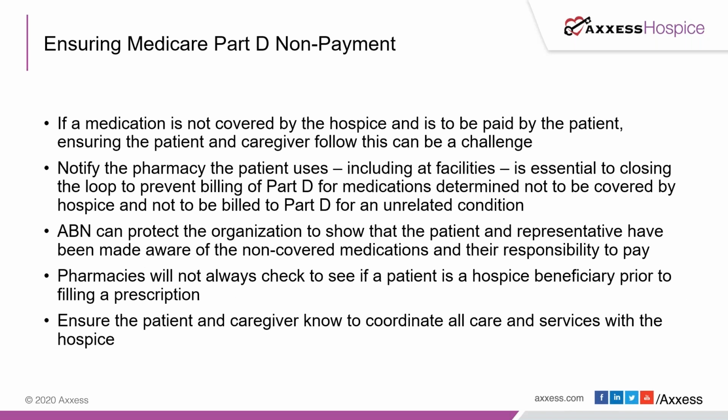So another challenge, like I had mentioned, is ensuring that Medicare Part D is not going to be paying for these medications that are determined to not be covered under the hospice Medicare benefit. Notifying the pharmacy that the patient uses, including the facility pharmacies, is essential to closing that loop. Often, what I've seen is that we do send over to the nursing home pharmacies a list of covered and non-covered medications, but included in that is not whether they should be Part D covered or not. So that might be something to consider adding to your notification of your patient's facility pharmacies, as well as their pharmacy of choice in the community for patients who do not live at a facility.